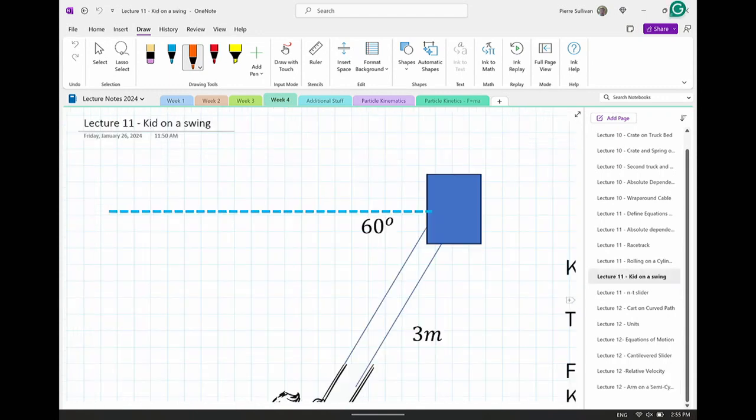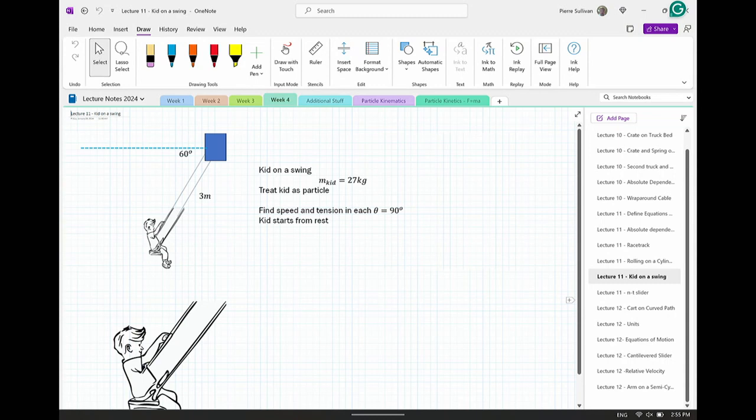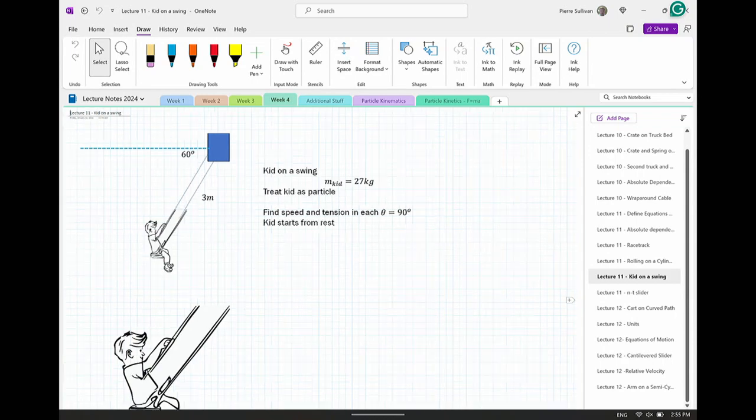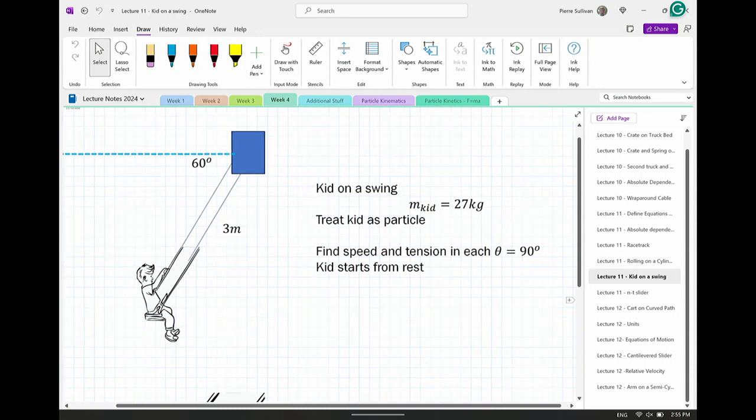So in anticipation of next week's lectures, I want to do this, which is the wrong way to solve these problems. But I have a kid on a swing. And thank goodness the geometry is a lot easier and it's not as much work to work through. All right, kid on a swing. The kid has a mass of 27 kilos. You treat the kid as usual as a particle. And you're asked to find the speed and tension in each cord.